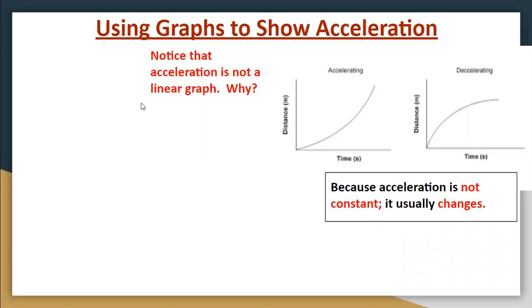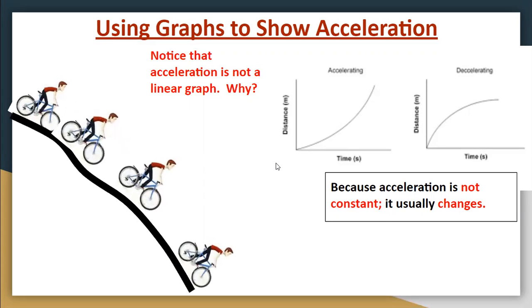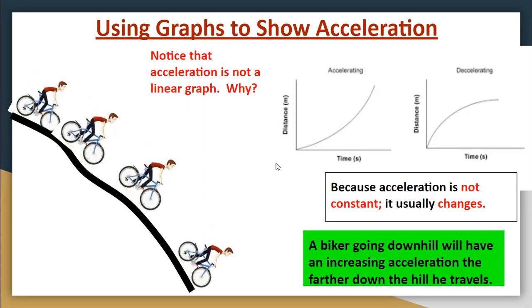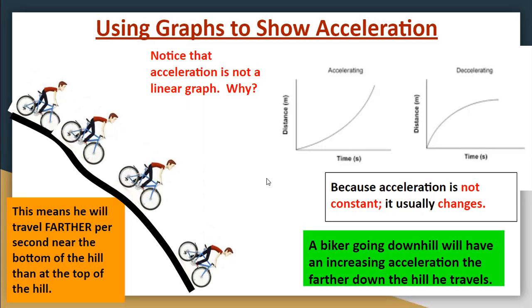So notice that acceleration is not a linear graph. Why? Because acceleration is not constant. It usually changes. So here's a biker on a hill. Notice that a biker going downhill will have an increasing acceleration the farther down the hill he travels. His bike speed is going to get faster and faster and faster until he gets to the bottom, right? And also notice that this means he will travel farther per second near the bottom of the hill than at the top of the hill.